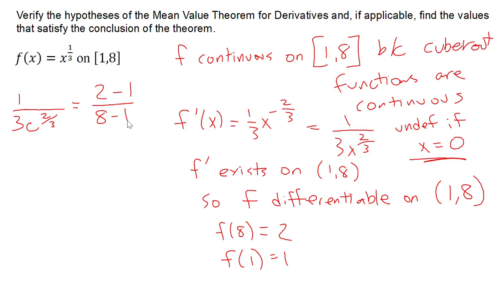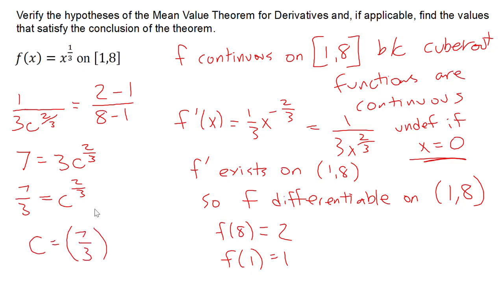So what we've got here then is that if we cross multiply here, we're going to have 7 is equal to 3c to the 2/3. And that'll tell us that 7/3 equals c to the 2/3. To undo a power of 2/3, we'll have to raise that to a power of 3/2. Right? So c should equal 7/3 to the power of 3/2.